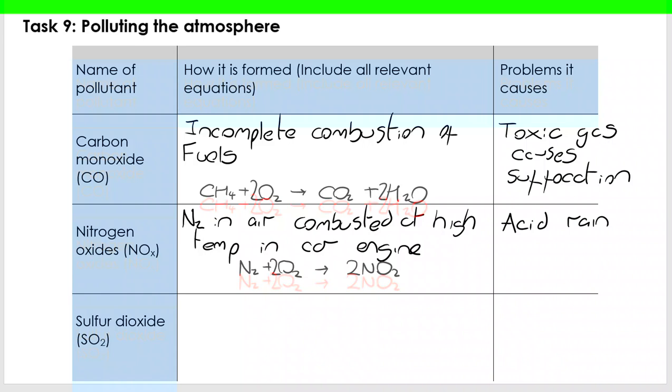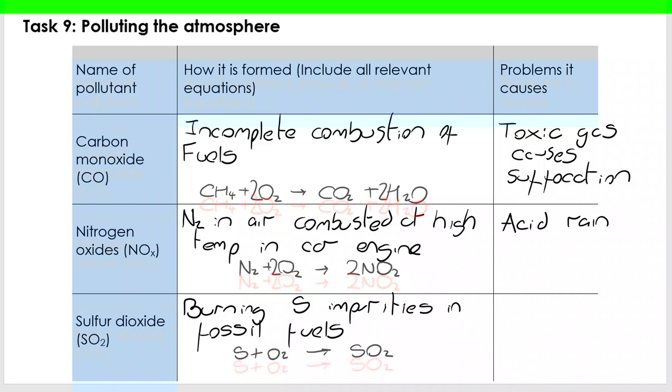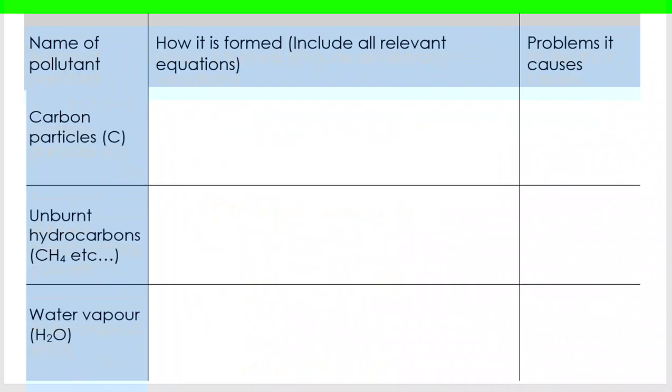If we look at sulfur dioxide, that comes from sulfur impurities in fossil fuels. And if you combust the fossil fuel, we end up making sulfur dioxide. Once again, that sulfur dioxide dissolves in rainwater to form acid rain. 3 more pollutants to consider. And let's take a look at these.